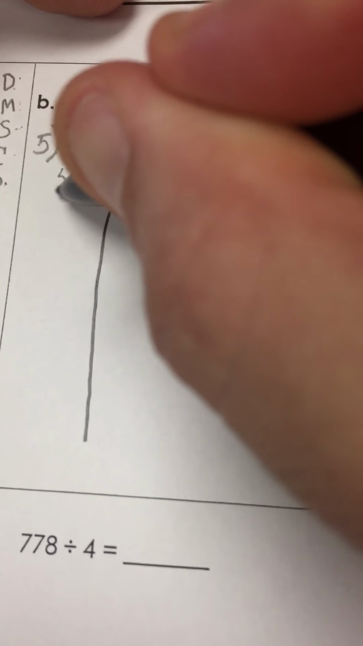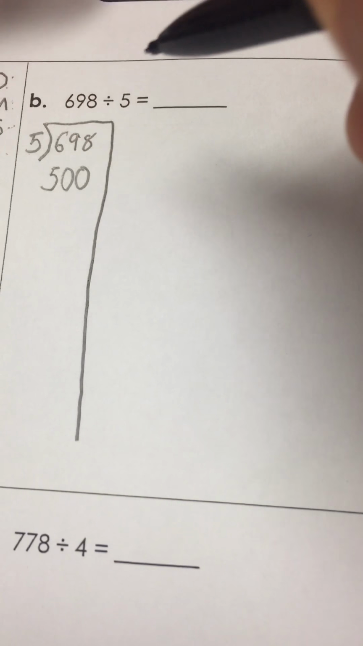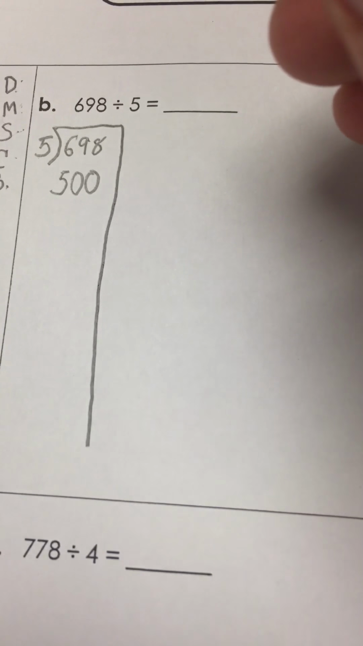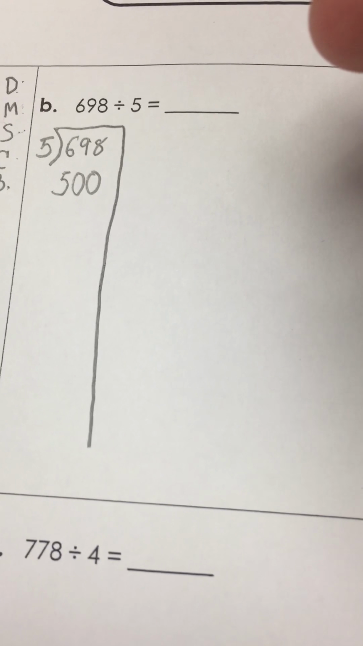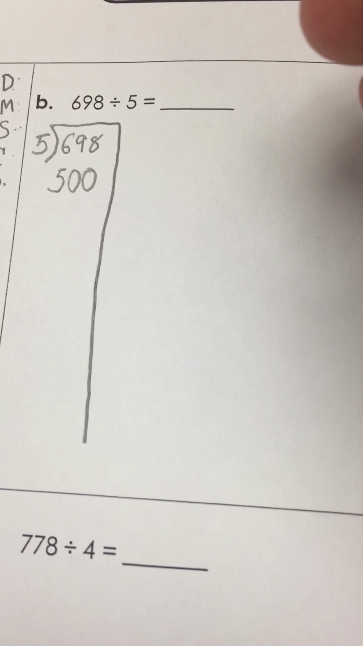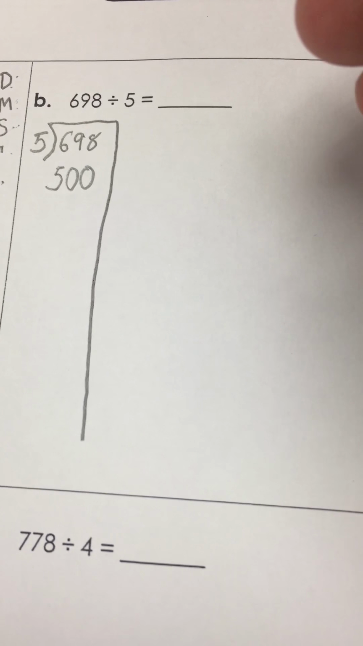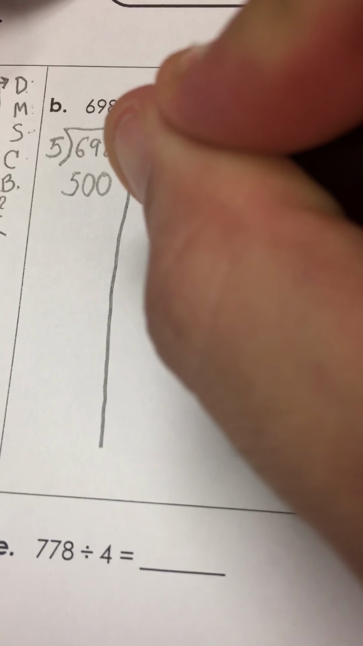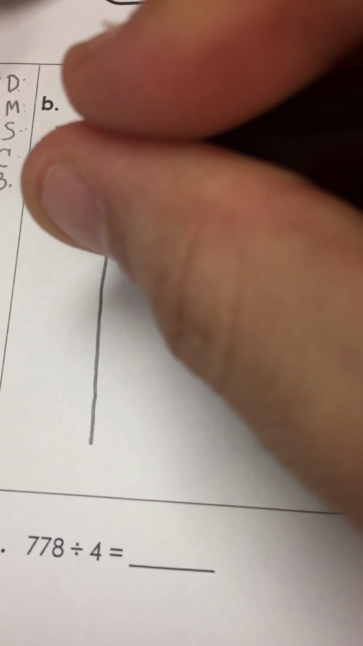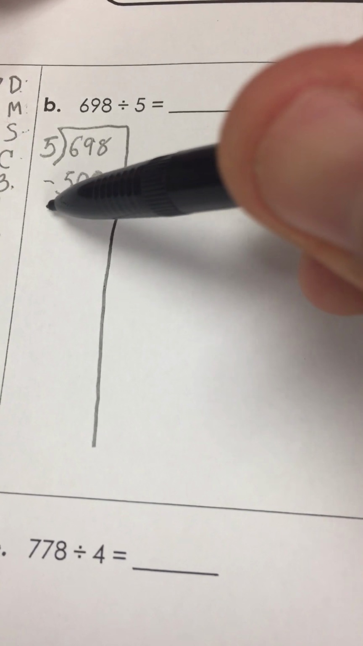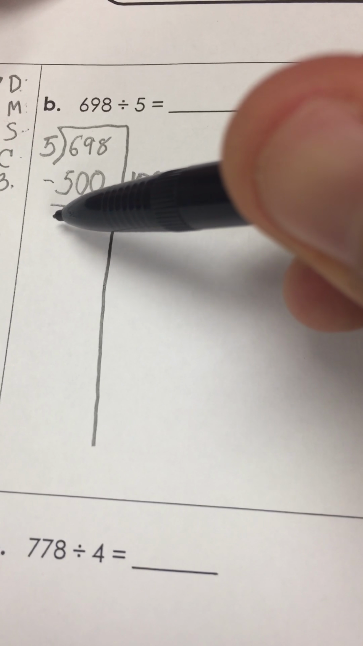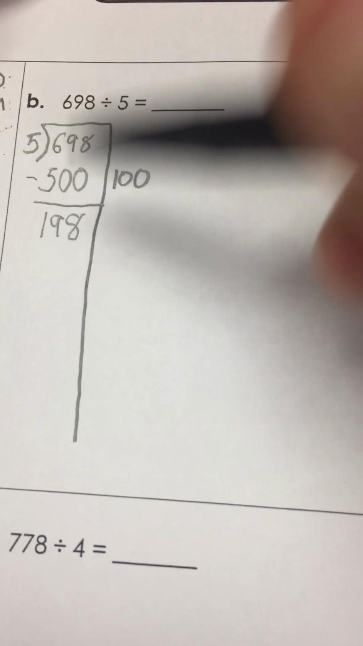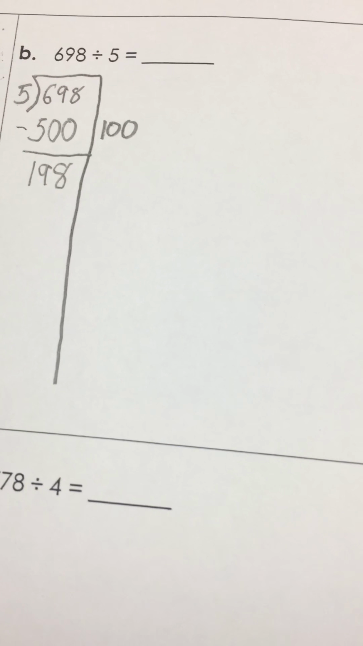Okay, 5 into 698. What's my starting point? 500. I can pull out 500. How many times does 5 go into 500? 100 times. Nice job. So now I'm going to do my subtraction. 698 minus 500 equals? 198. Good job.